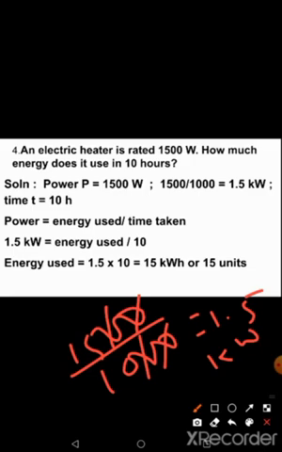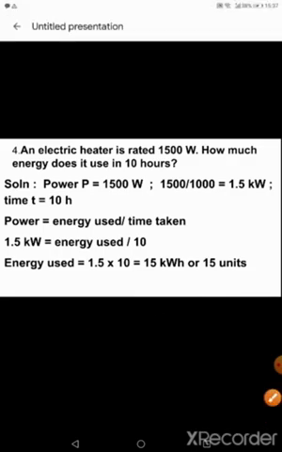You know the formula, that is power is equal to energy used upon time. So we want energy, which is equal to your power into time, right? But energy unit is kilowatt hour. So for that reason, since they are asking you to find the energy, you need to convert watt into kilowatt. Watt can be converted into kilowatt by dividing it by 1000. So you get 1.5 kilowatt. Time given is 10 hours.